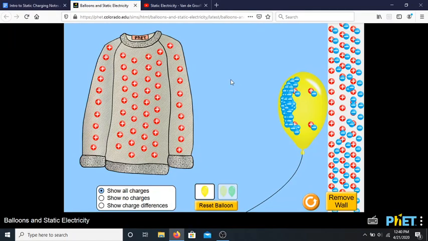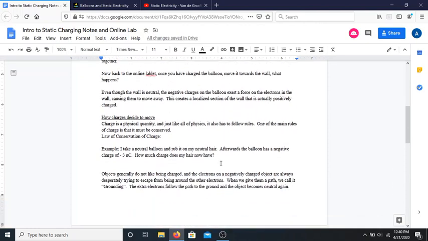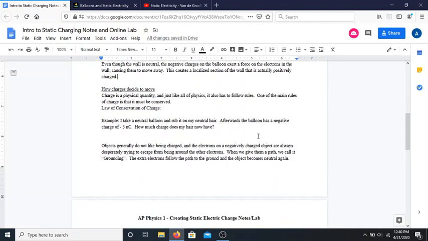Okay? And what we're going to find out is exactly how we can create this kind of charge imbalance in certain things. Okay? Now, charges follow rules. They don't just arbitrarily decide how they're going to move. All right? It's a physical quantity, and just like all physics, it has to follow certain rules. And there's one very important rule it has to follow, and that's the law of conservation of charge. Okay? And what that means is that you can't destroy charges. All right? Charge has to be conserved.